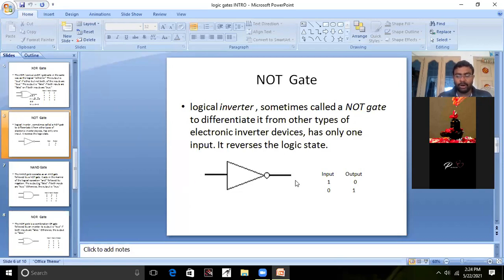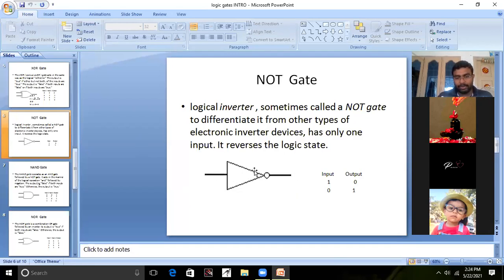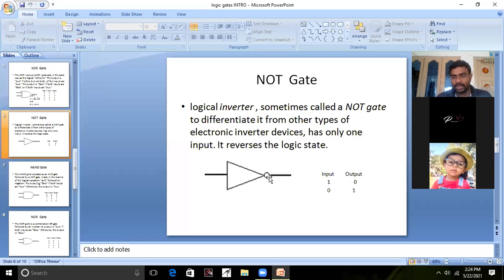If a bar is the input, what will be your output, guys? Can you guess? If a bar is the input, what is your output? Yes, sir, A. Because a bar will be inverted again. A double bar is equal to A actually. That is why this will be A again. Okay, guys. So far we have known AND gate, OR gate, and NOT gate. These 3 are basic gates.